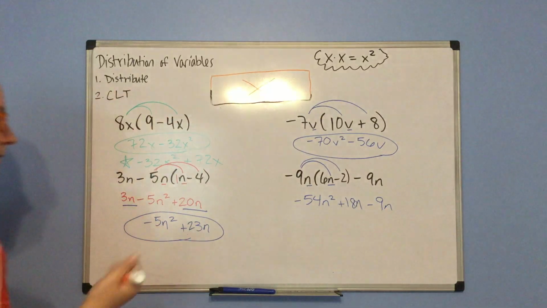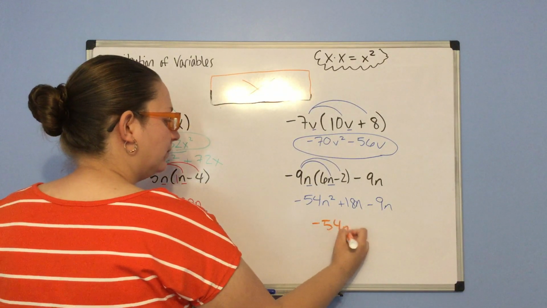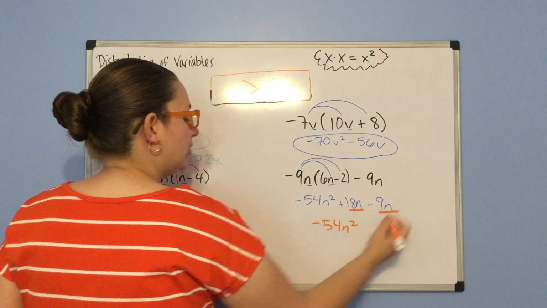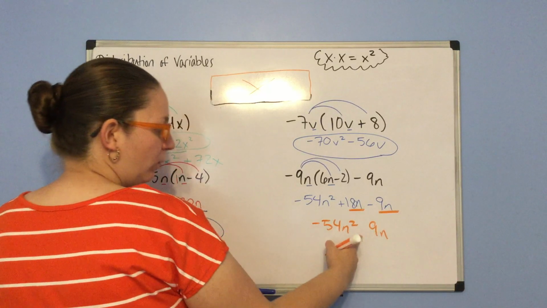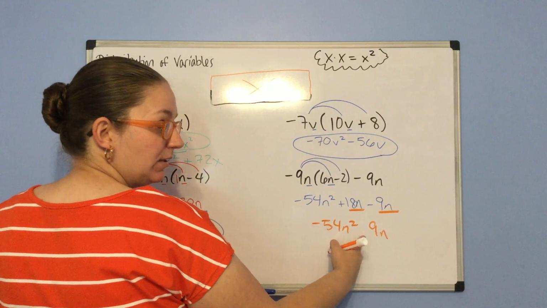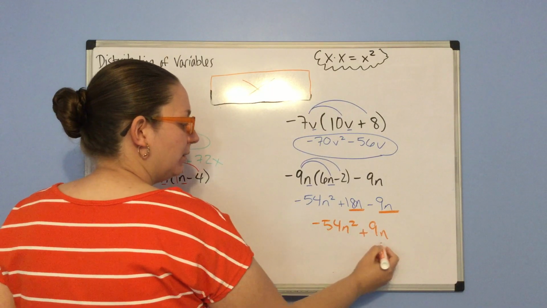Going on from here, this is the only n squared term, so it's going to stay the same. I can combine these two. 18 minus 9 is positive 9n. We need something in between here, so that way it doesn't look like one big term. Since it's a positive 9n, we're going to put a plus sign in between.